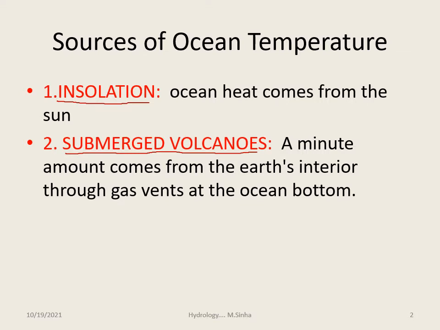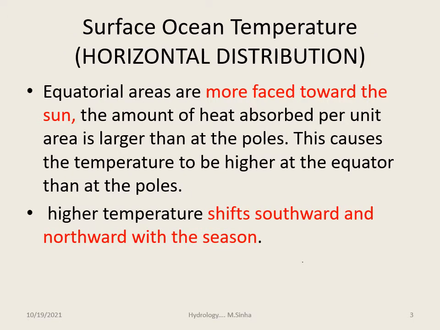The temperature of the ocean water is not uniformly distributed. There is horizontal and vertical variation. The horizontal variation of the ocean water temperature is normally described by the surface ocean temperature. This is nothing but the horizontal distribution of temperature of ocean water.